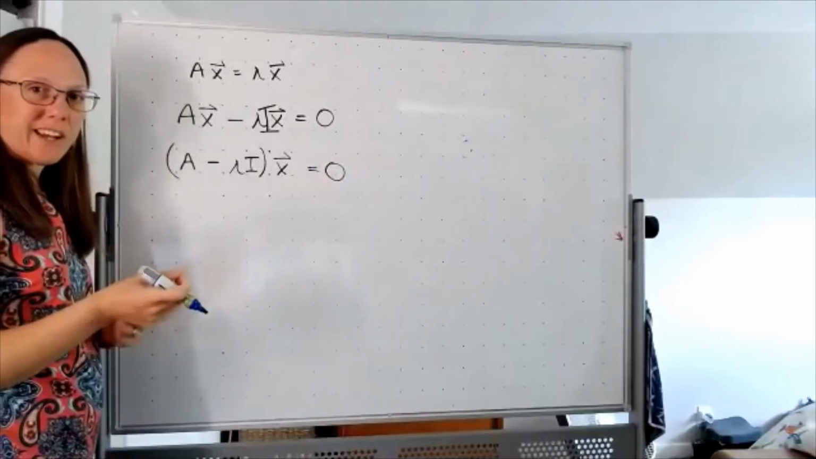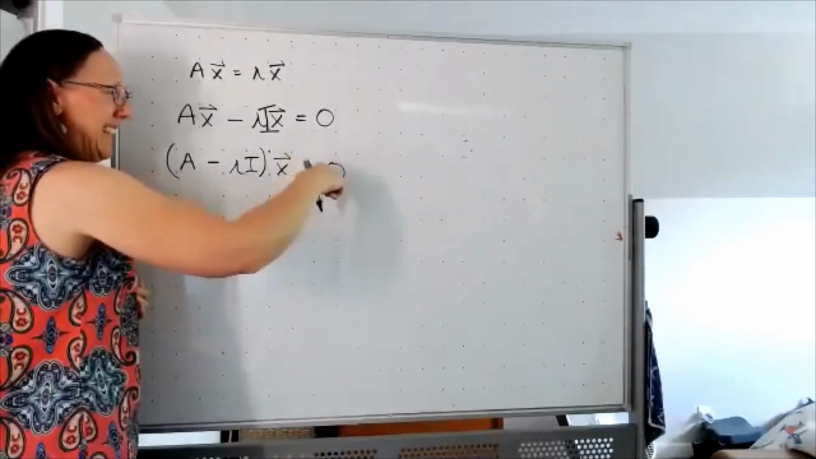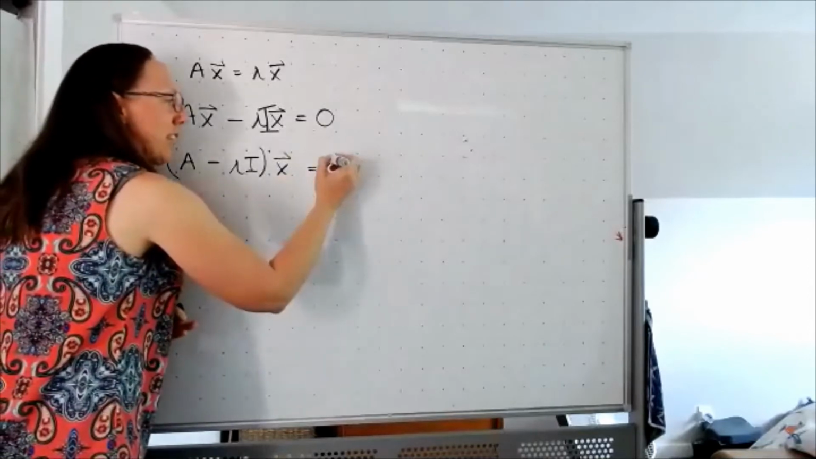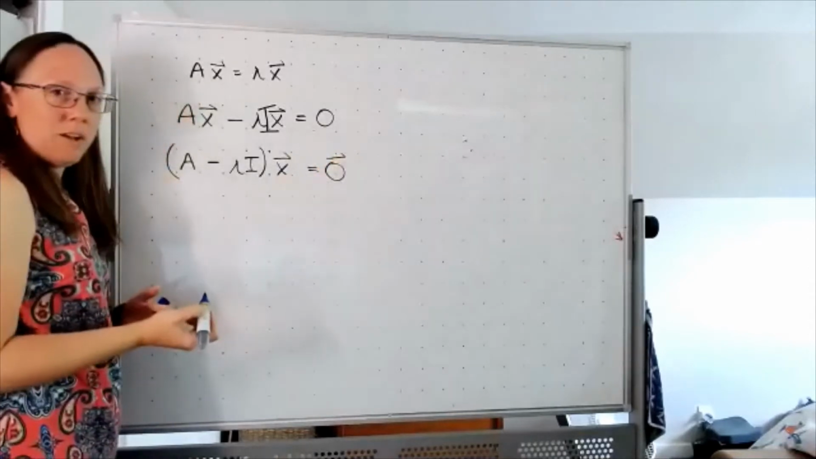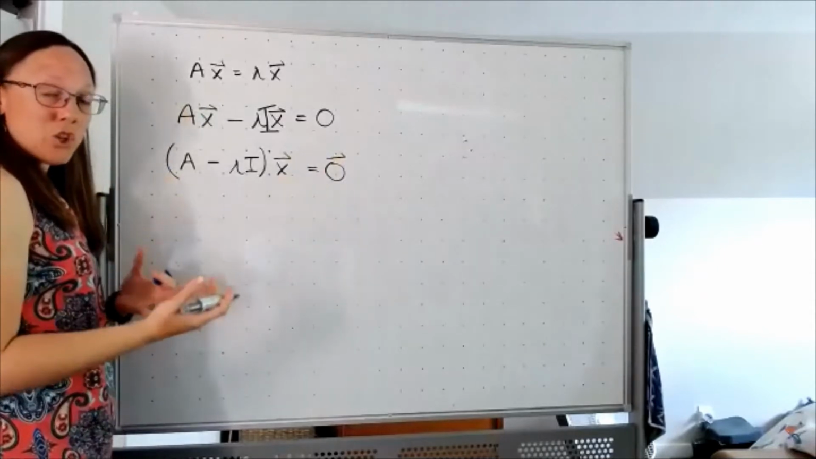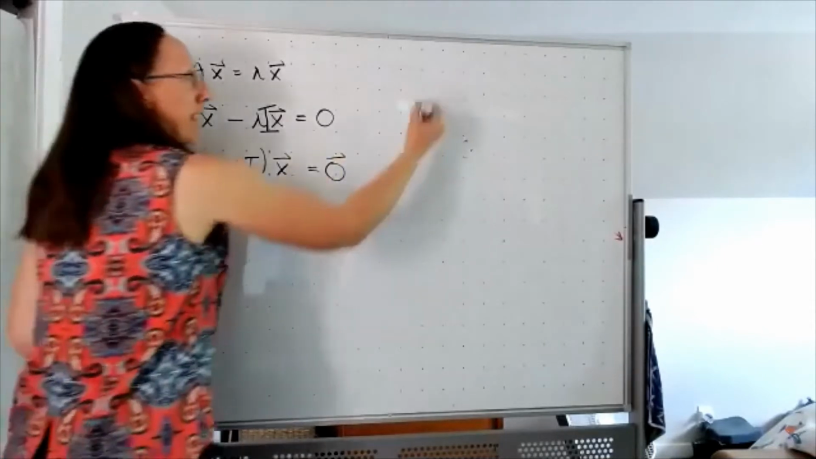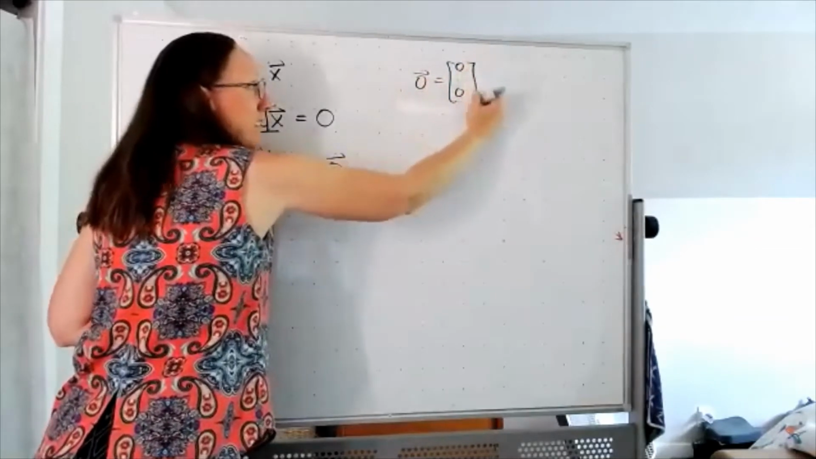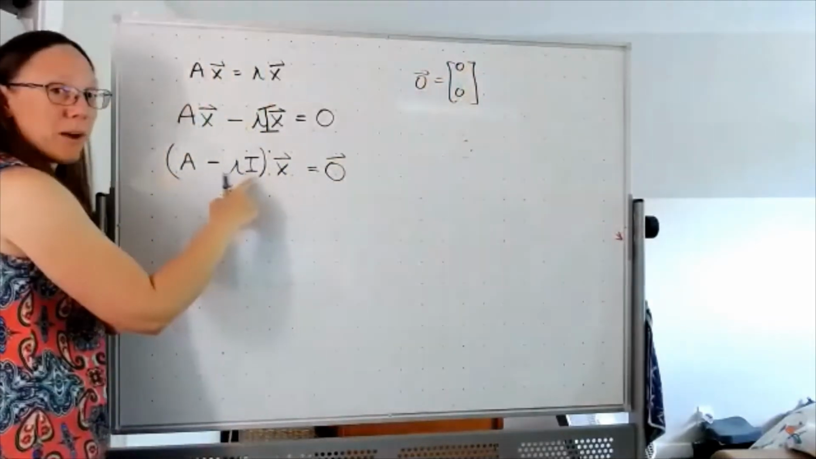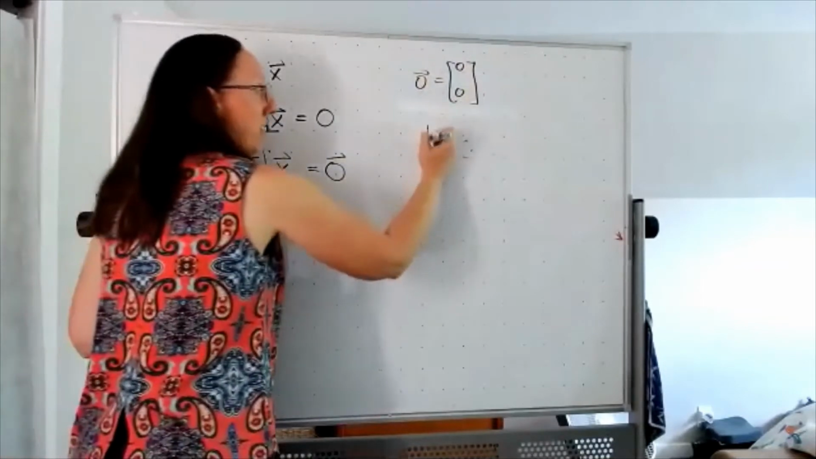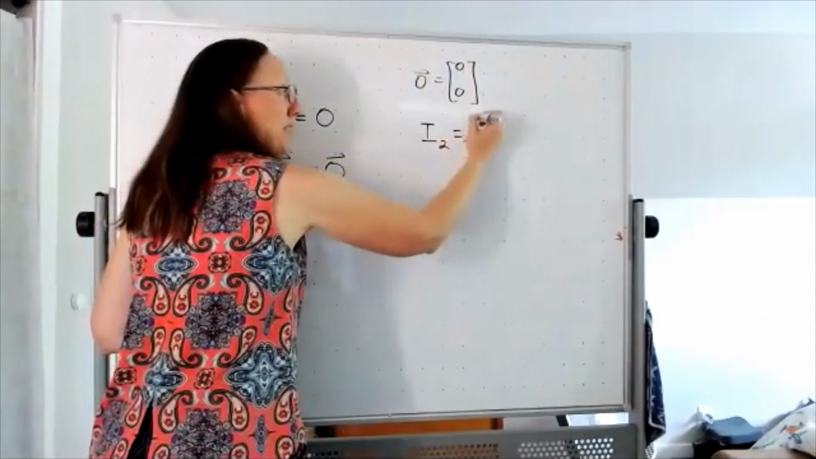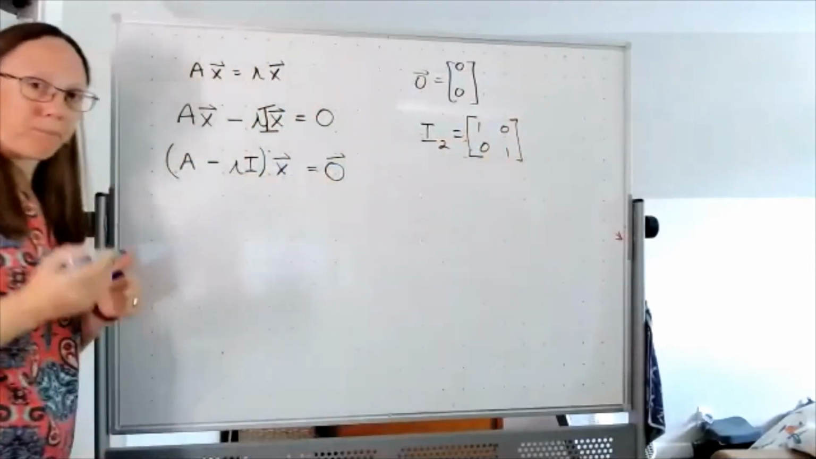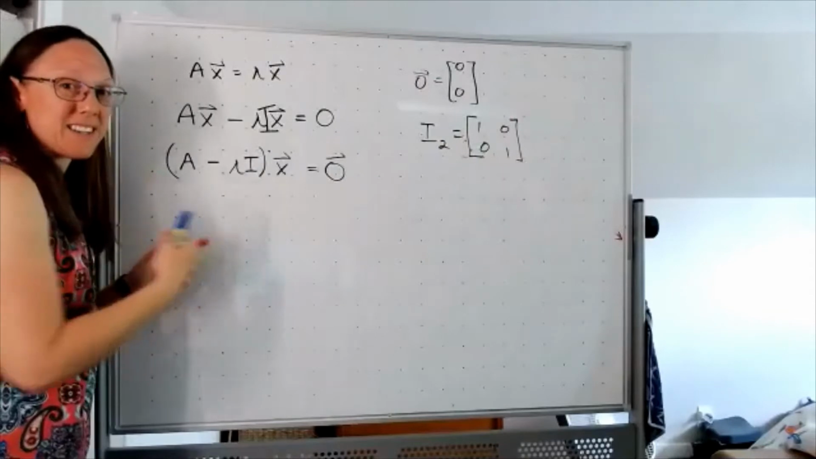There's another subtlety here that I realized. This 0 is not just the number 0, it's actually the vector 0. When we're talking about a 2x2 matrix, that 0 vector would look like 0, 0. And because we're talking about a 2x2 matrix here as well, my identity matrix would be the I2 matrix that looks like that.